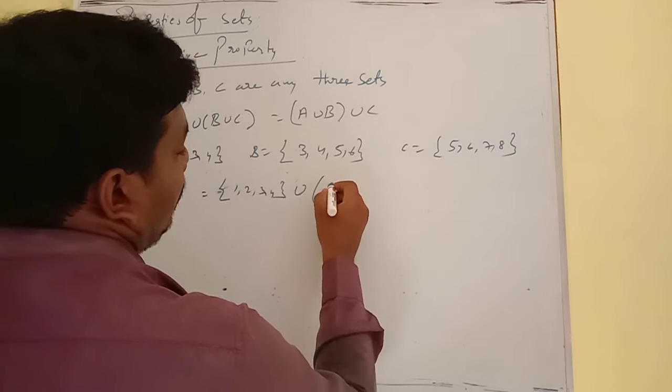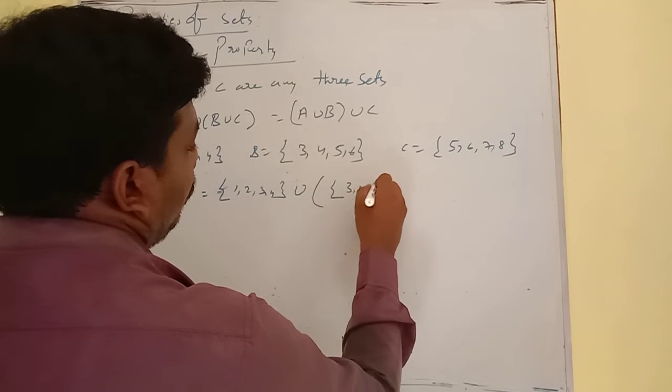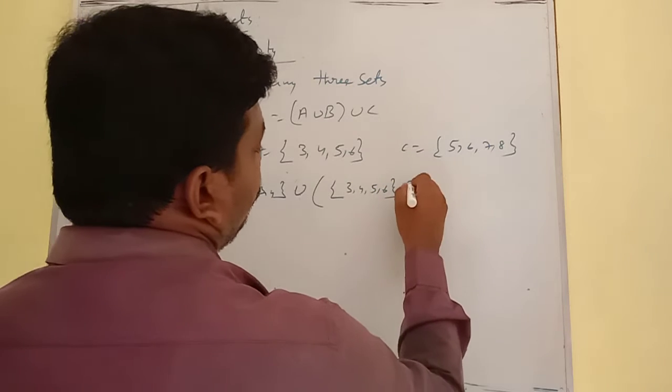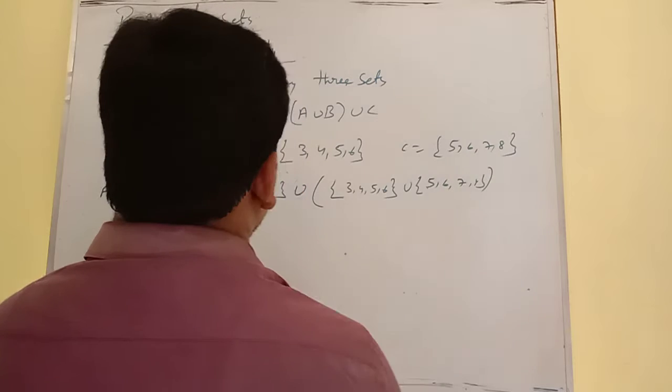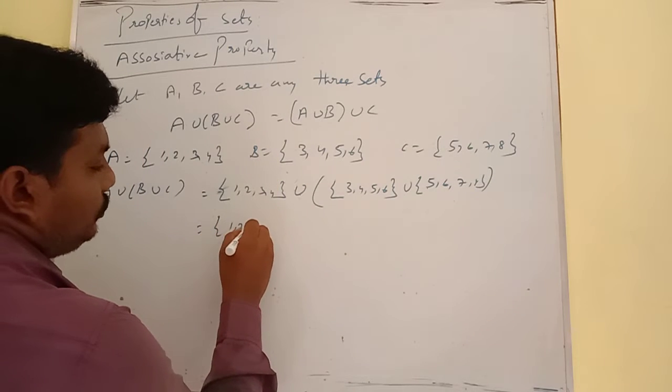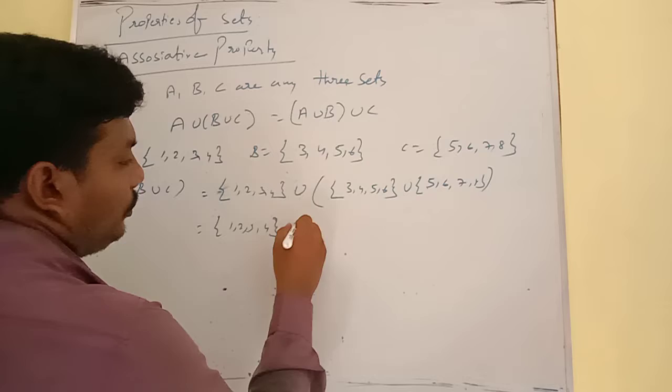So first you have to consider 3, 4, 5, 6 union 5, 6, 7, 8. So now this is 1, 2, 3, 4 union.